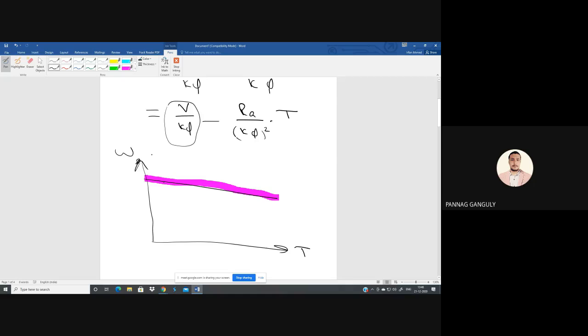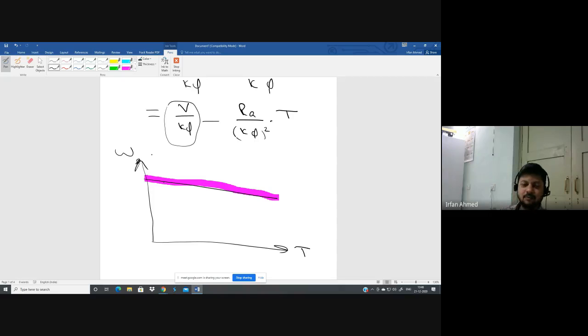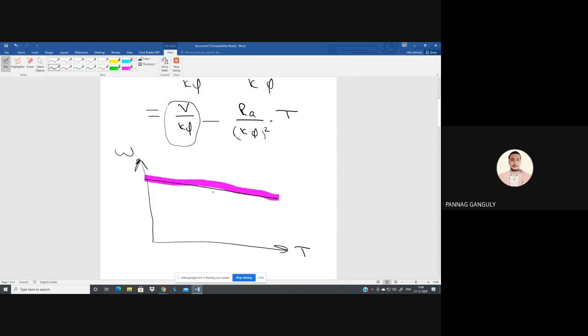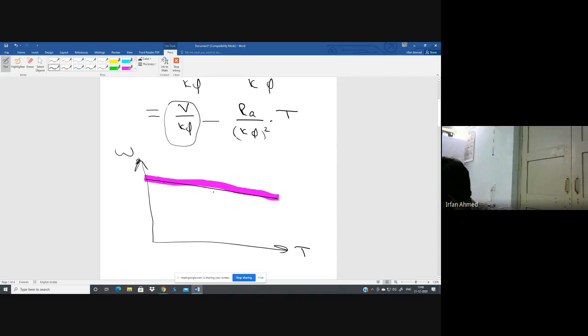No, sir, we should not increase more than the rated voltage. Correct. We cannot increase voltage above the rated voltage. That is why we cannot shift this characteristic upward. We can only shift it downward. So I cannot increase voltage above the rated voltage, and hence I cannot increase the no load speed above the rated value. I can only bring it down. So let us say I decrease the voltage, and this becomes the no load speed.